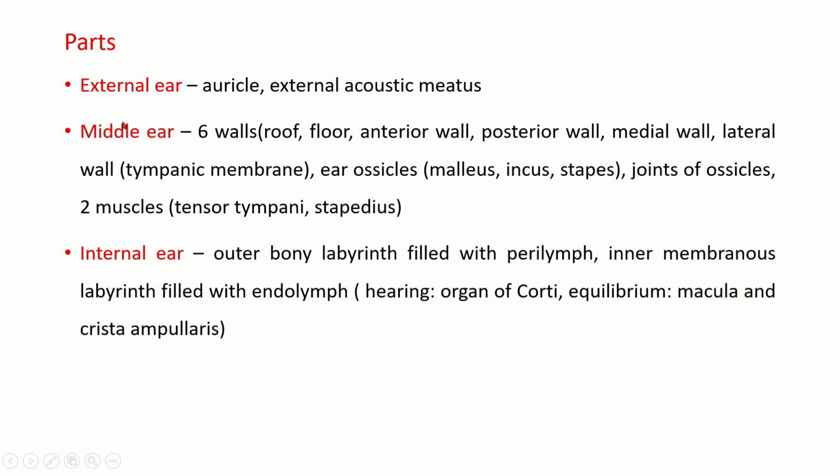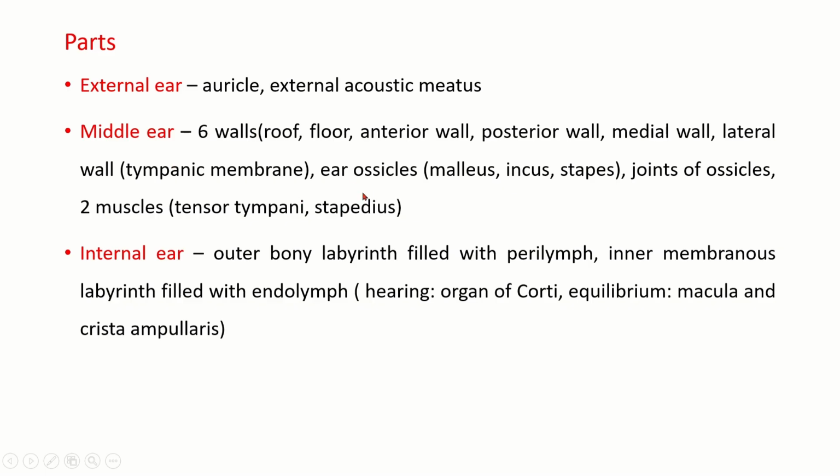If you see, the ear has three components: the external ear, middle ear, and internal ear. The external ear has the auricle and external acoustic meatus. The middle ear has six walls, namely the roof, floor, anterior wall, posterior wall, medial wall, and lateral wall. We will deal with the middle ear in a separate class. For the time being, today we'll be discussing in addition the lateral wall of the middle ear, that is the tympanic membrane, which forms the partition between the external ear and the middle ear cavity, that is the tympanic cavity.